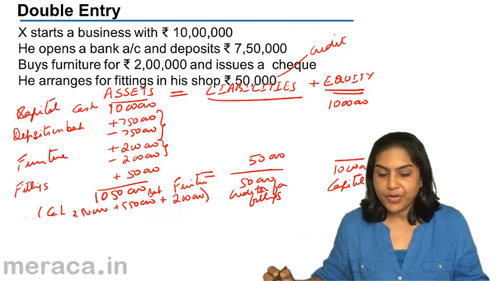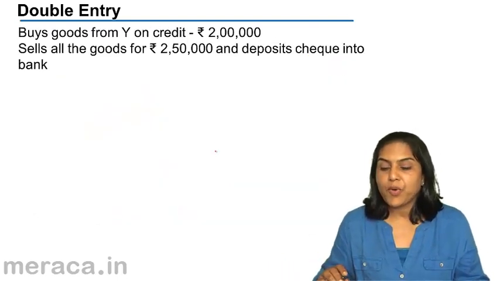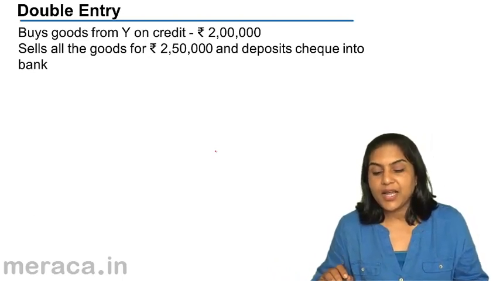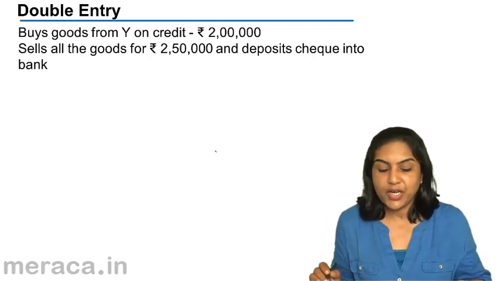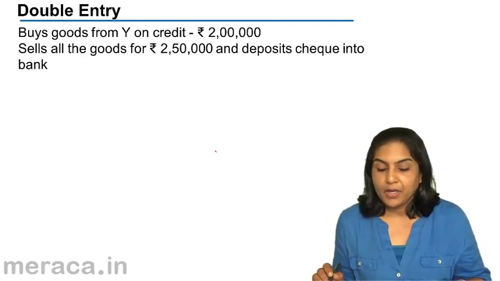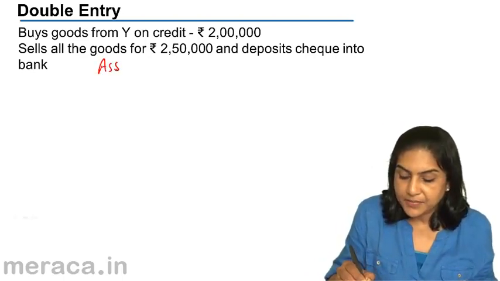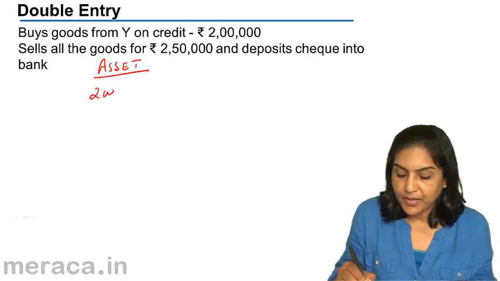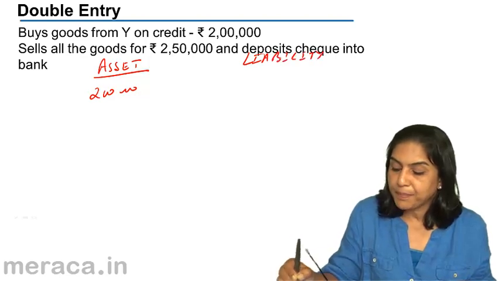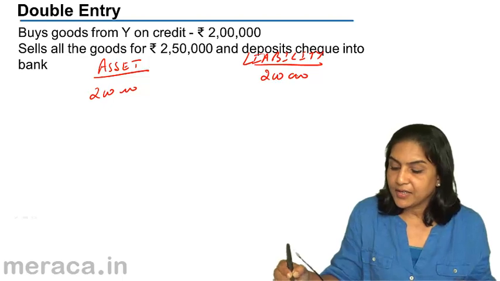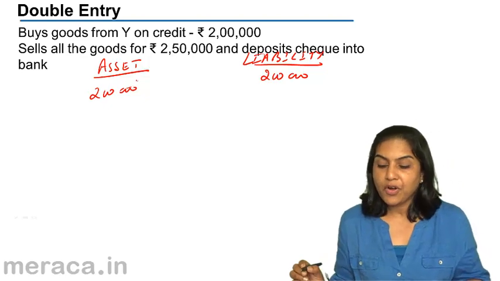Let us consider one more example. Buy goods from Y on credit for 2 lakh. Sell all the goods for 2 lakh 50,000 and deposit the check into the bank. Now he buys goods on credit for 2 lakh. So what happens is there is an asset for 2 lakh, and on this side there is a liability because he has not paid the creditor. It's on credit. It's 2 lakh. Buying goods from Y, this is actually Y's account. This is goods account for 2 lakh.